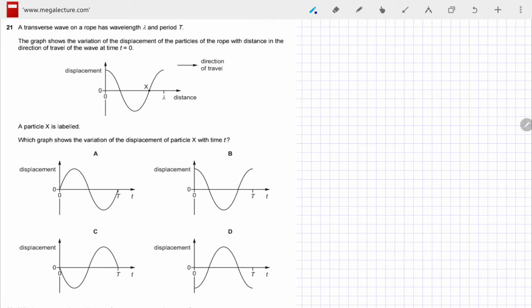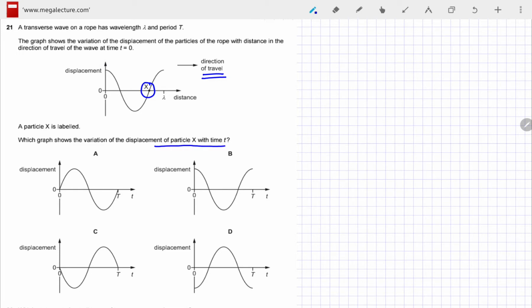Question number 21, you're given a transverse wave on a rope with wavelength lambda and period T. We're given a graph that shows how displacement of the particles on the rope varies with distance in the direction of travel of the wave at time t equals 0. The direction of travel is to the right and a particle X is labeled at this point. Which graph shows the variation of displacement of the particle X with time t?